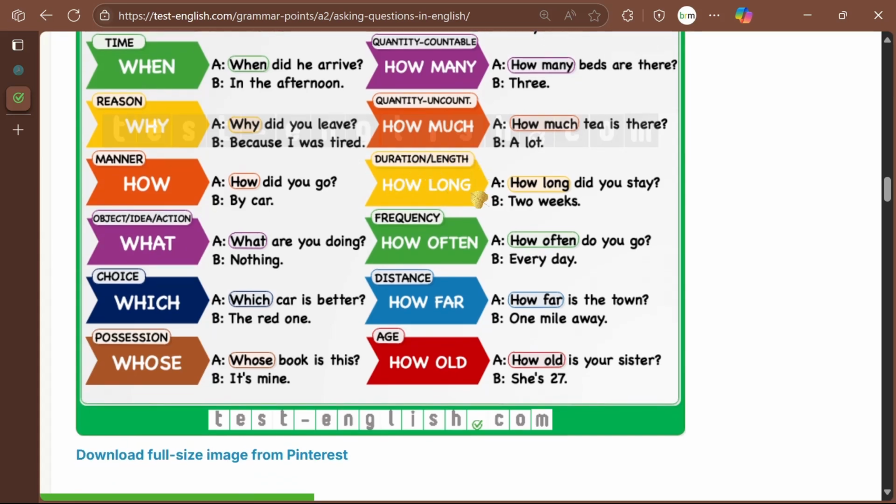Duration: how long? Could be with regard to time. How long could also be distance. How far is distance as well. So both can be used for distance: length or duration. Frequency: how often? What could be an answer? Every day, every week, sometimes, rarely. These are adverbs of frequency, right?